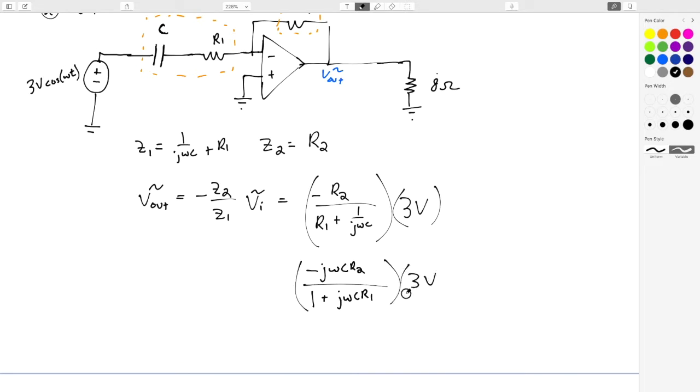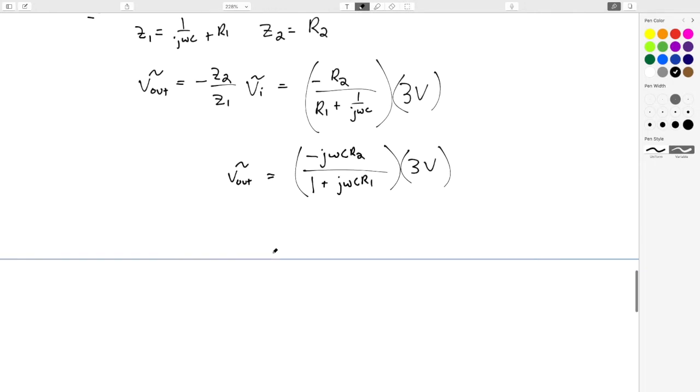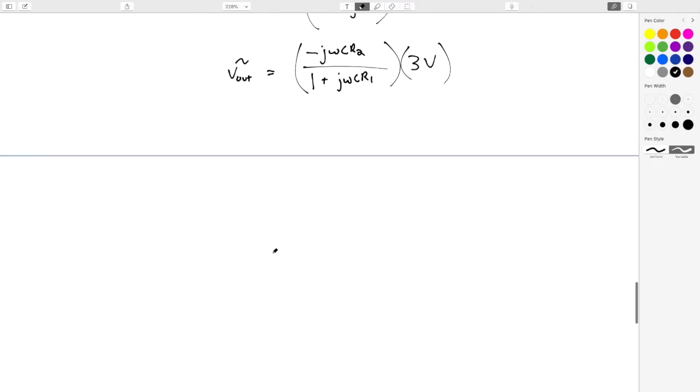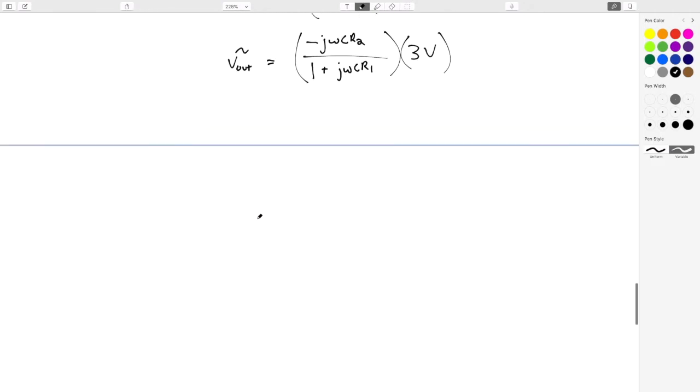Times 3 volts. So then V out, of course, equals that. If we really wanted to think about magnitude and phase of all of this, we could. So just for the sake of doing it out, I'm going to break this into its magnitude and phase components. So the phase of this will equal what?